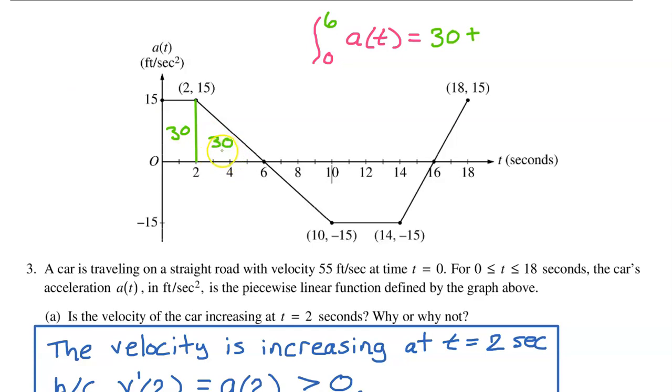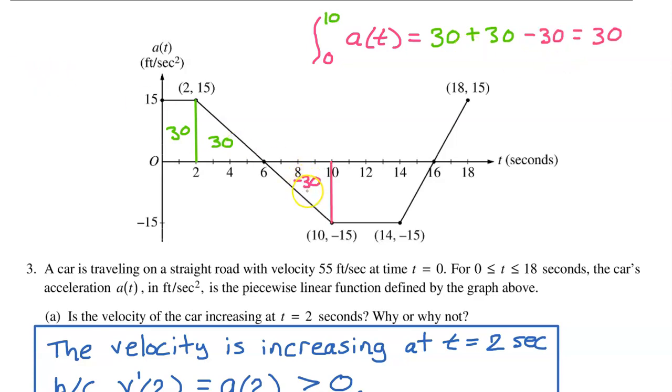The area of this triangle is 30. I'm doing 1/2 base times height. 1/2 times 4 times 15 is 30. So the total area under the curve between 0 and 6 will be 30 plus 30, which is 60. So that is the integral of acceleration from 0 to 6. We need to keep going until we get 0.